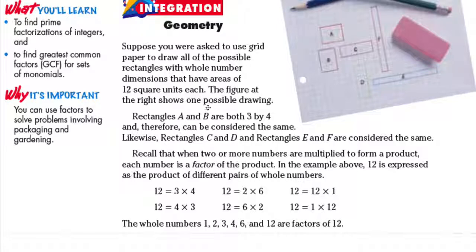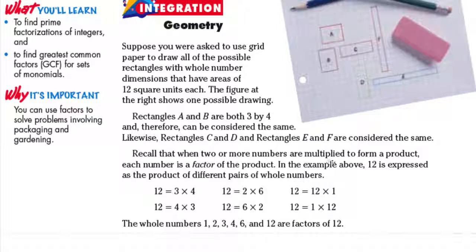The figure at the right shows one possible drawing. So you want to find all possible rectangles with whole number dimensions that have areas of 12 units each. These are all 12 units, because if you count the squares, they're 12. Rectangles A and B are both 3 by 4, therefore they can be considered the same. Likewise, rectangles C and D, and E and F are considered the same because they have the same dimensions.